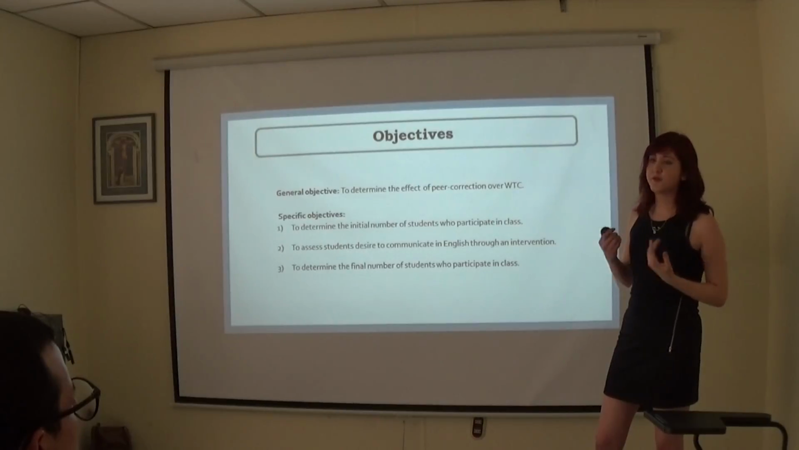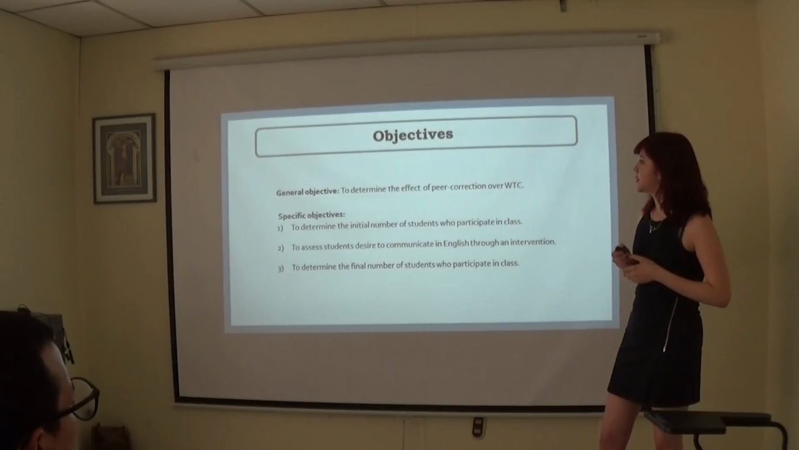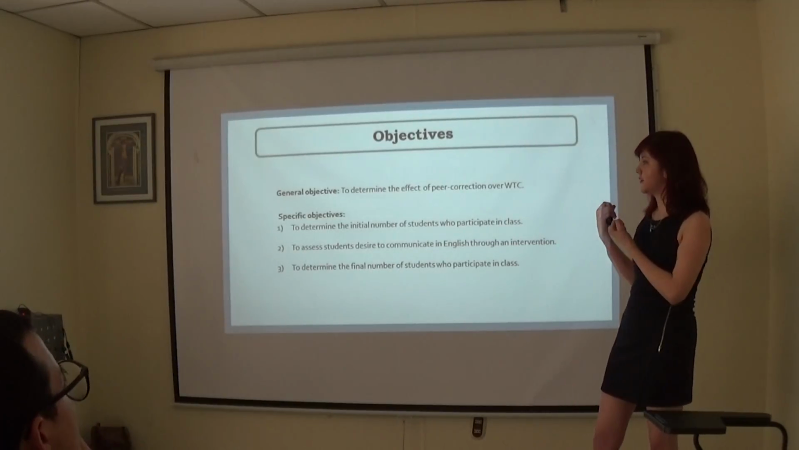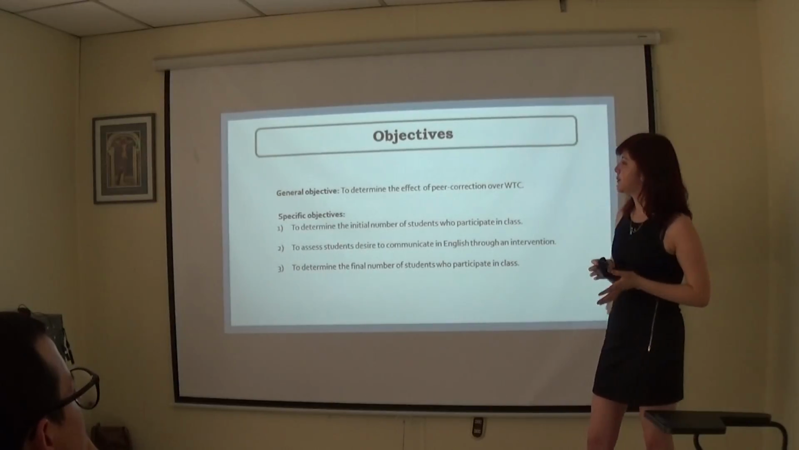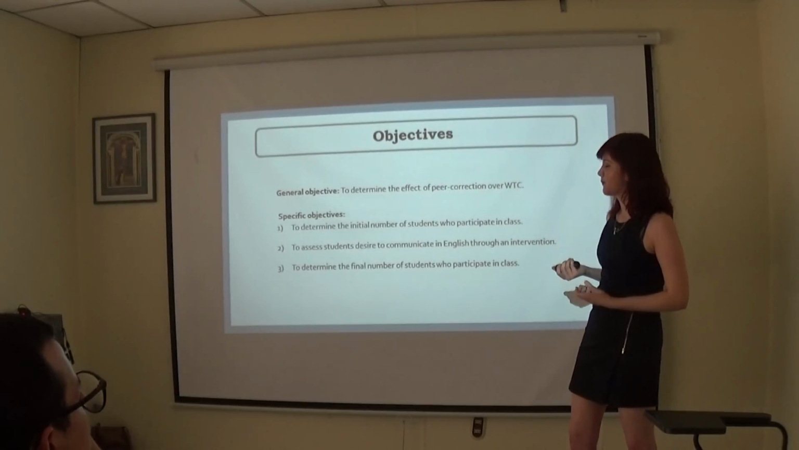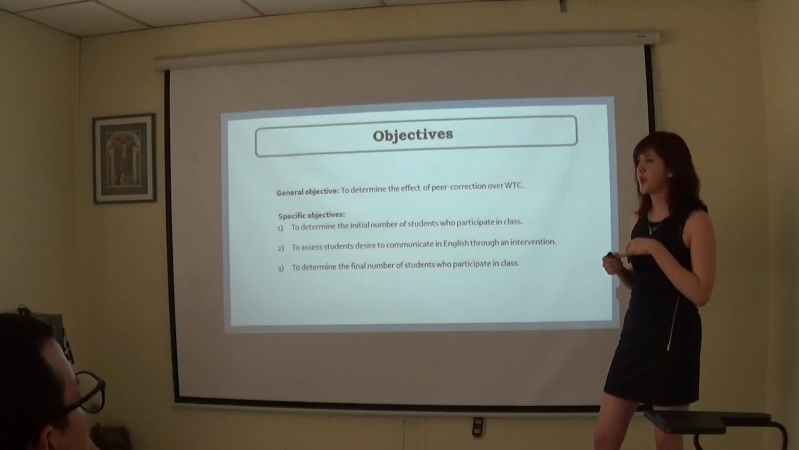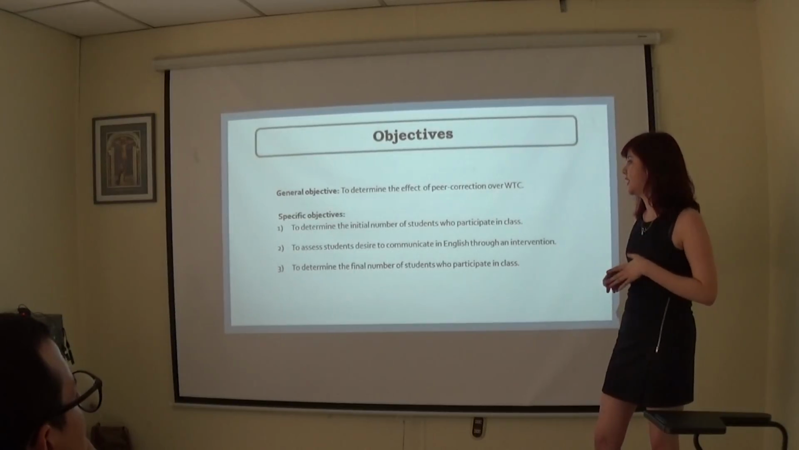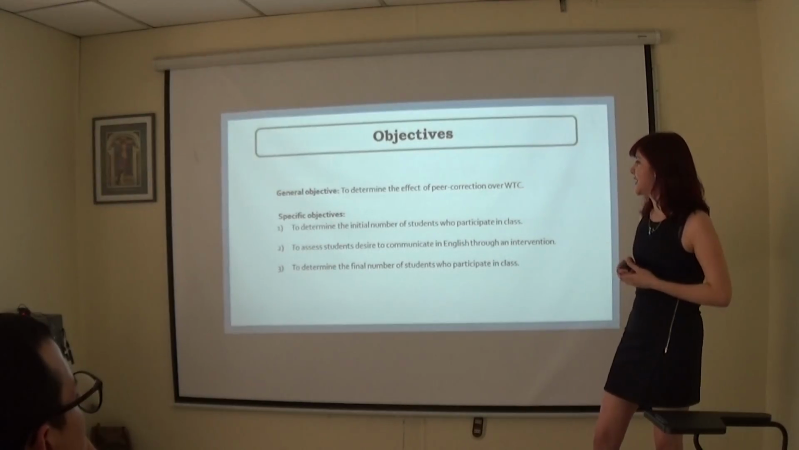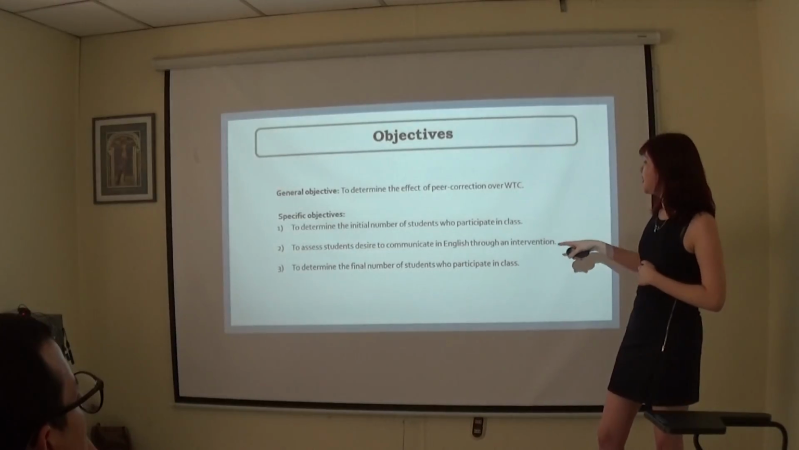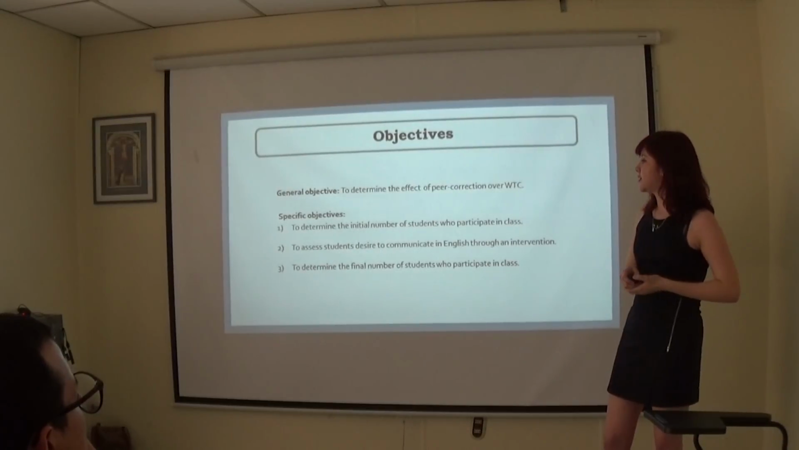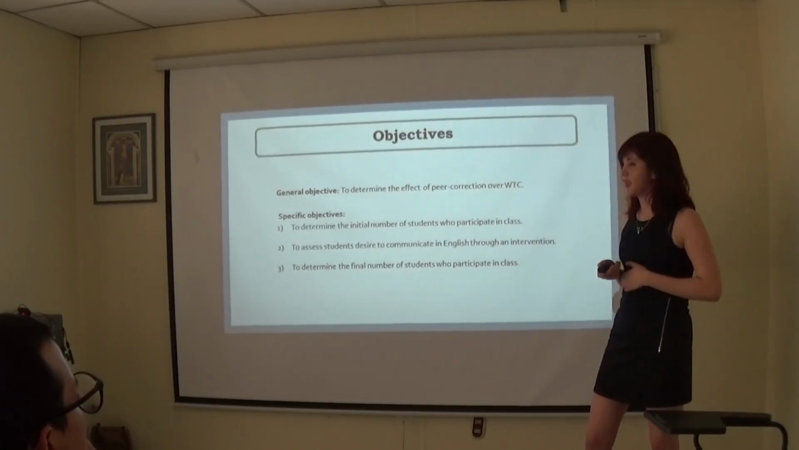The objectives, in order to fulfill that hypothesis, are to determine the effect of peer correction over the students' willingness to communicate. And I elaborated three specific objectives. The first is to determine the initial number of students who participate in class. Then I made a test situation in order to provide numbers to answer this question, which is to assess the students' desire to communicate in English through an intervention. And then I got the final number to compare with the first one, which is to determine the final number of students who participate in class.